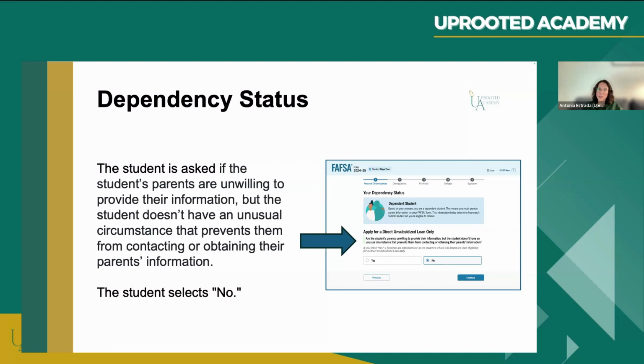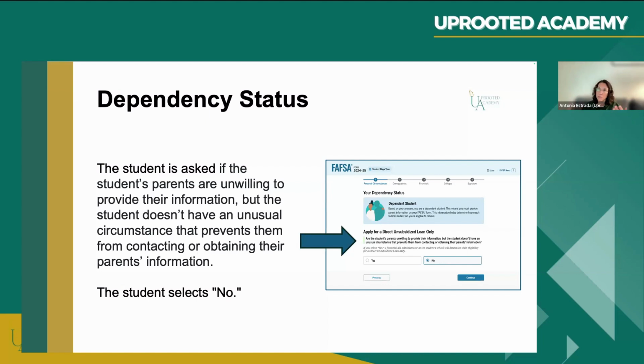Because the student will have selected yes here, they won't have an SAI. They won't be considered for those financial aid programs, in addition to not being eligible for federal financial aid apart from the direct unsubsidized loan only. So students could be giving up a chance at many sources of financial aid.